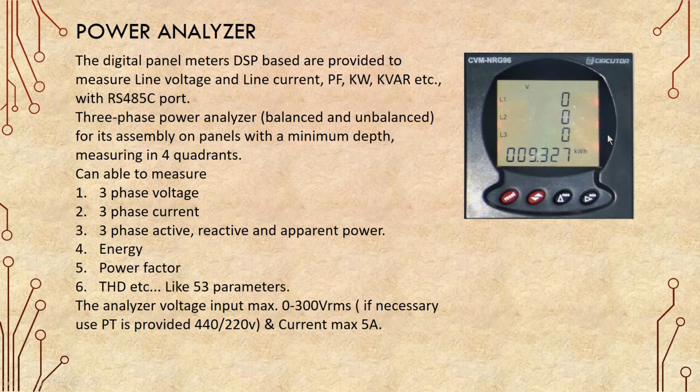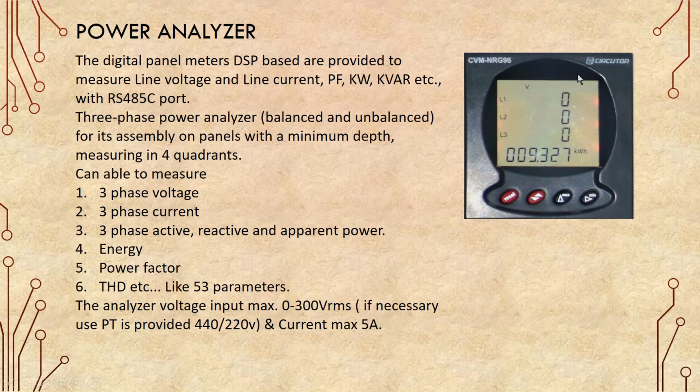We can also measure all three phase phase voltage. We can measure three phase line current. Also you can measure three phase phase current. Similarly, you can measure power factor of each phase, then kilowatt of each phase, and kVAR of each phase, and energy also you can measure. We can measure THD. So like that, 53 parameters of the electrical unit we can measure using this CBM energy power analyzer.